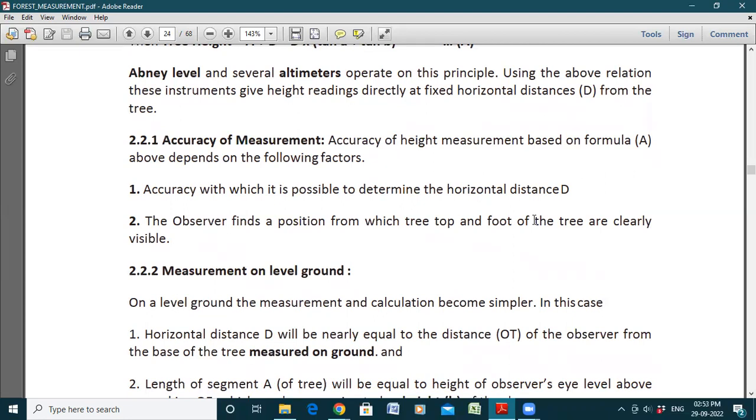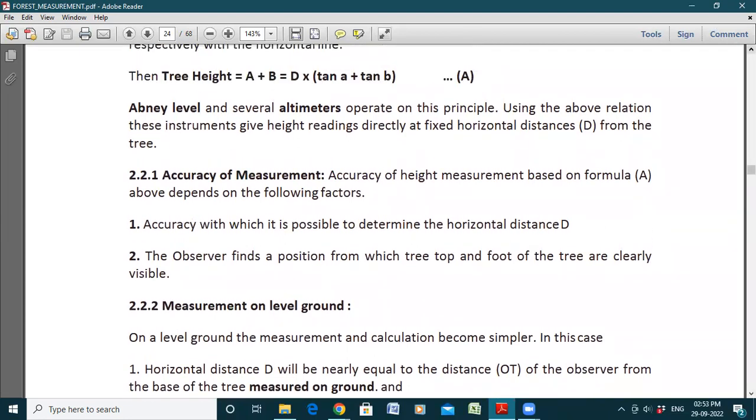Because we are not measuring the height directly, we take D, the horizontal distance, and multiply it by tan A plus tan B. Here tan A means A is the angle of depression, and B is the angle of elevation, right?